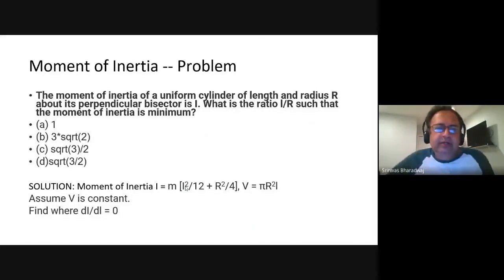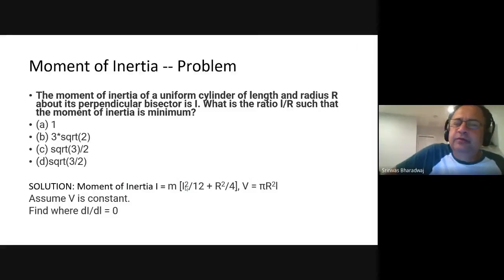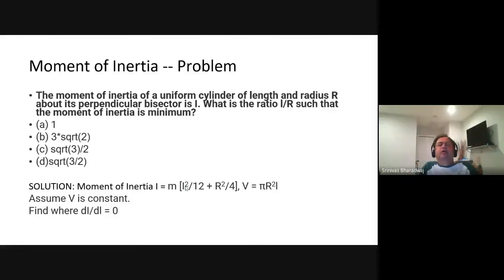So now you could have questions like this one: the moment of inertia of a uniform cylinder of length L and radius R about its perpendicular bisector is I. What is the ratio L by R such that the moment of inertia is minimum? Anytime they say something is a minimum, it means you have to differentiate. The moment of inertia of a uniform cylinder about its perpendicular bisector is M times L square by 12 plus R square by 4.